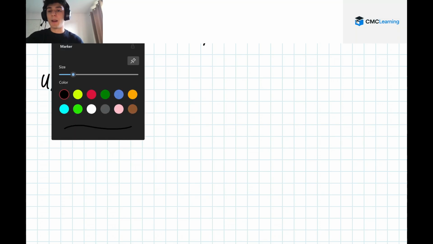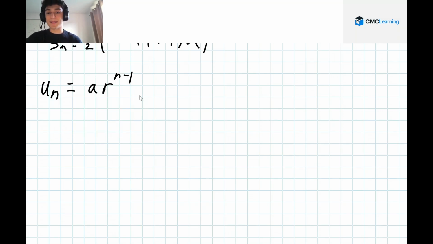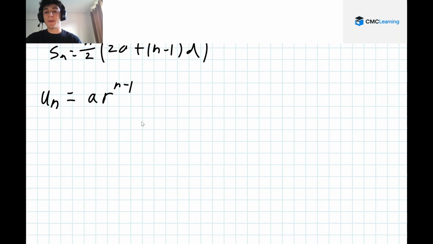Okay, so the question has to be asked in this case, how can I find the sum to n terms? Well, we're going to do the exact same thing as before. We're going to manipulate the sum and see if there's something we can do, and maybe add two of them together and see where it takes us.